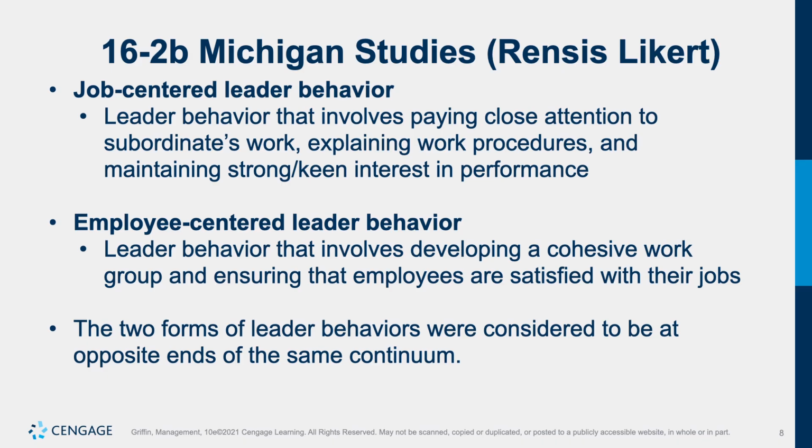For the job-centered leader behavior, this involves paying close attention to the work of subordinates, explaining the work procedures, and maintaining a keen interest in how well those subordinates perform. Whereas the employee-centered behavior involves developing a cohesive work group and ensuring that employees are satisfied with their jobs, right? So the two forms of leader behavior were considered to be at opposite ends of the same continuum, right? And Likert argued that employee-centered leader behavior generally tends to be more effective.